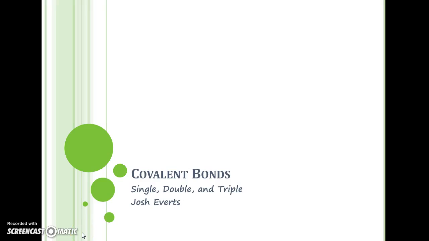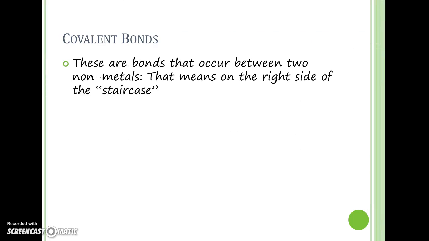Hey guys, so today we're going to be talking about covalent bonds. Covalent bonds are bonds that occur between two nonmetals, and nonmetals are on the right side of the staircase if you were looking at a periodic table.